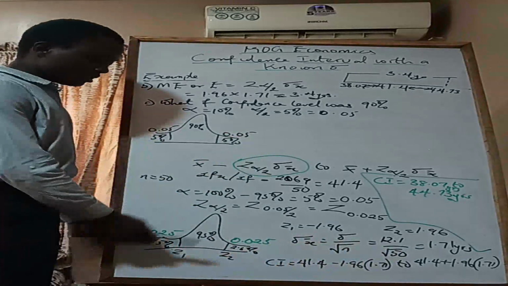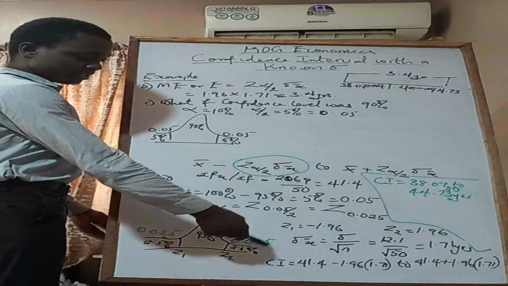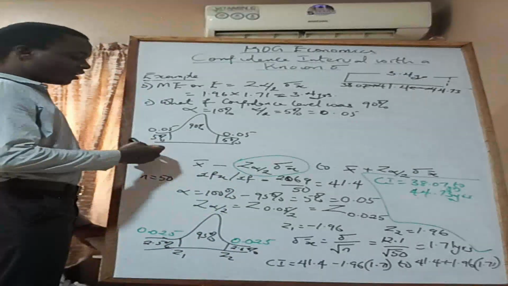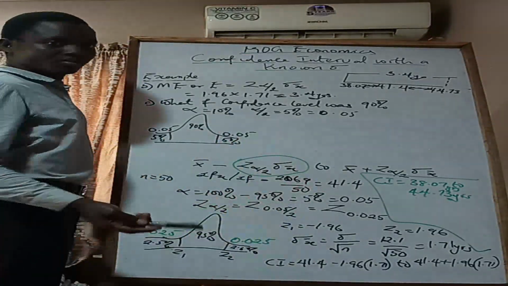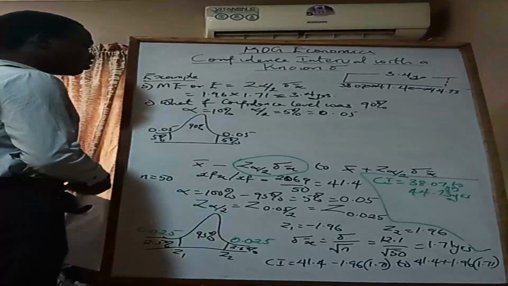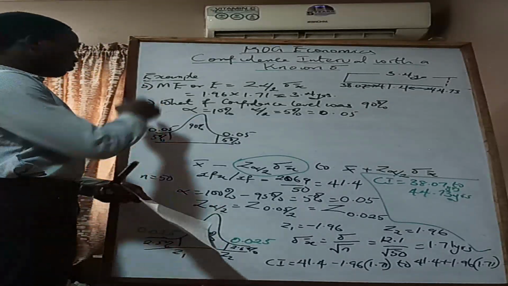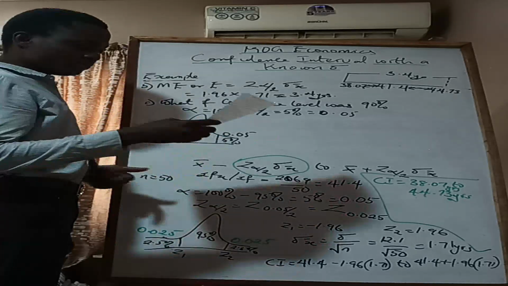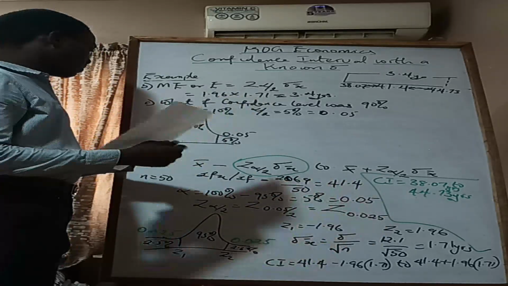Now what do I mean? Z1 here was minus 1.96. So definitely this one is 1.96. Do you understand? So whatever you get here, it's going to give you minus something. So this one too is plus whatever number you get. So if you go and check your z-score table and you are trying to look for 0.05 under the negative z-score, you will have minus 1.64.